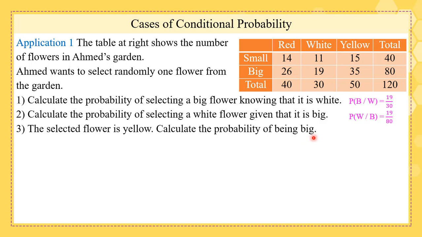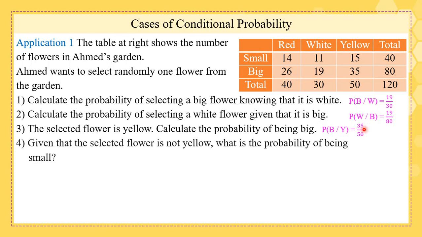In this case, try also to translate it. So it is the probability of B given Y. We come to the yellow section and we find the probability of selecting a big flower. So it will be 35 over 50. Given that the selected flower is not yellow, what is the probability of being small? Pay attention to given that.